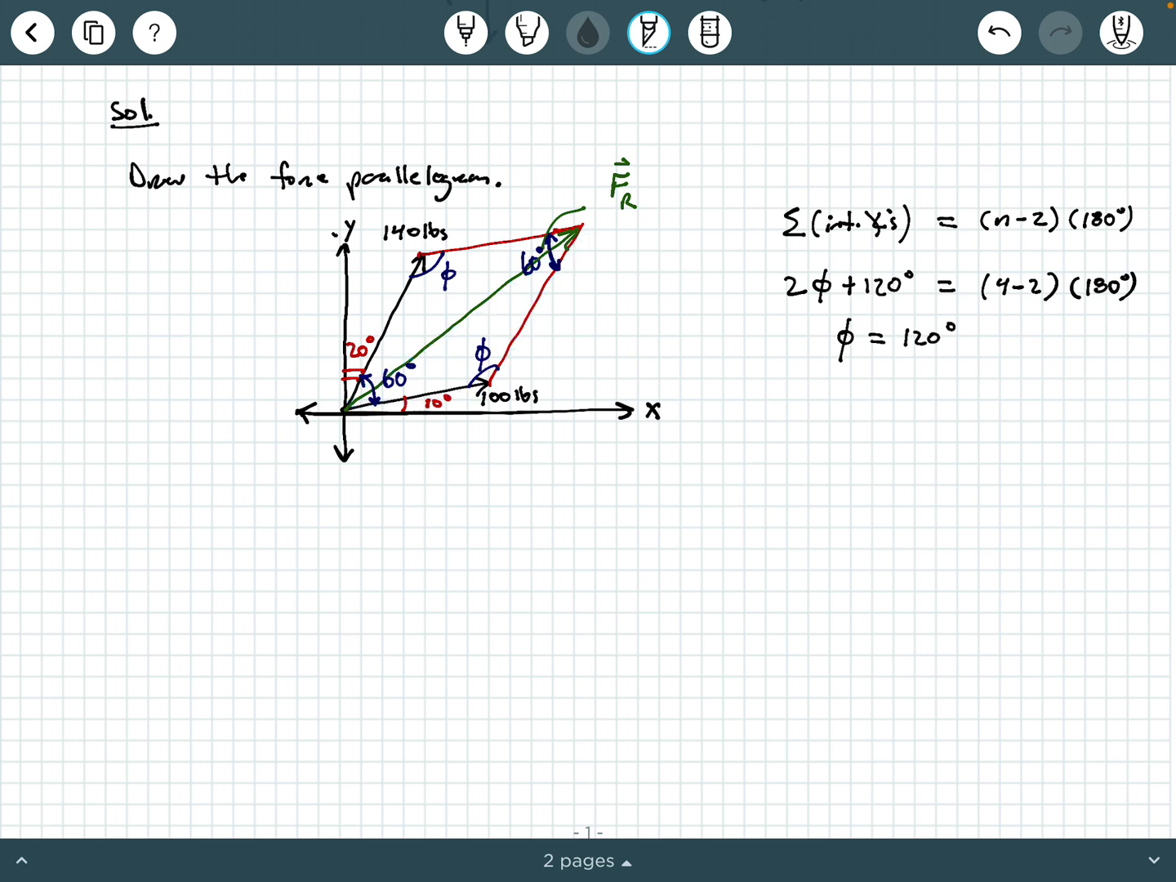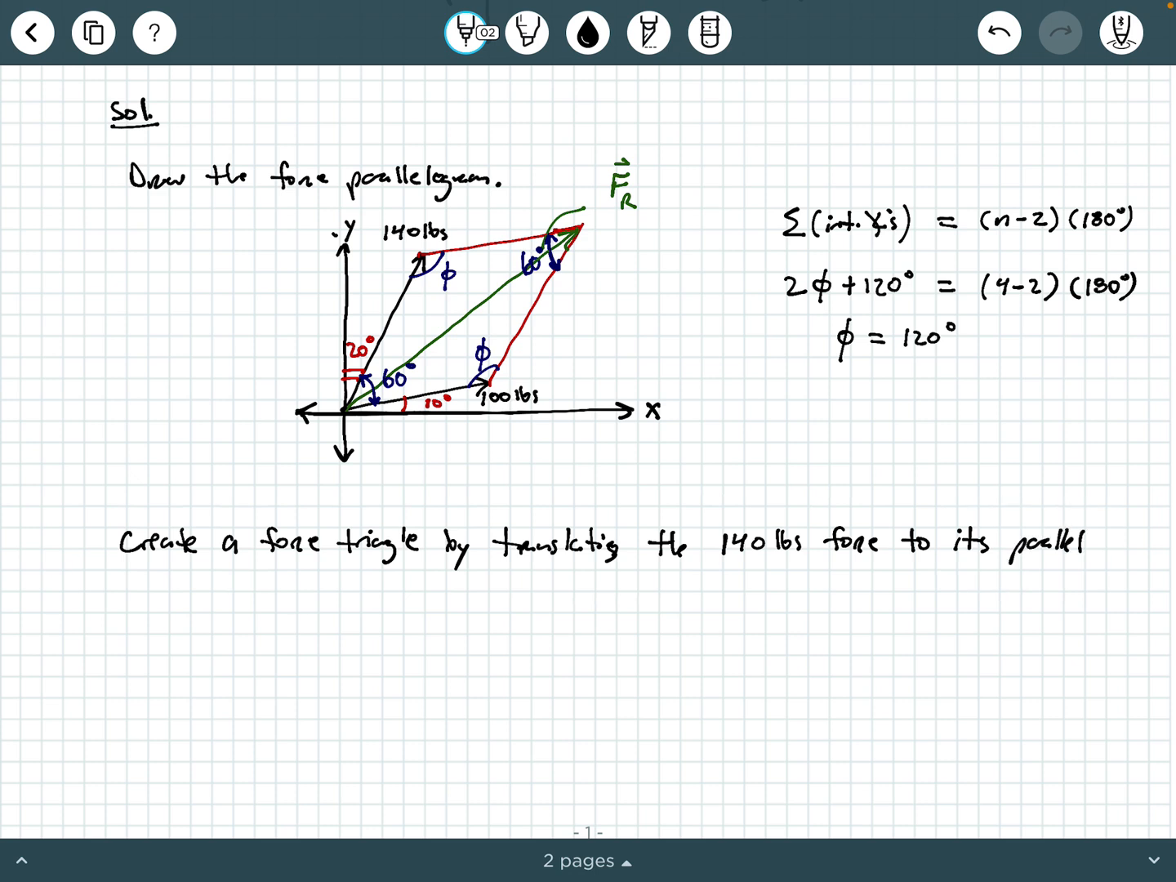When I do that, I'm going to redraw the shape of the lower triangle by translating this 140-pound force vector to this parallel side over here. That's what I'm going to use to create my force triangle. So I create a force triangle by translating the 140 pounds force to its parallel side. And so let's redraw it.